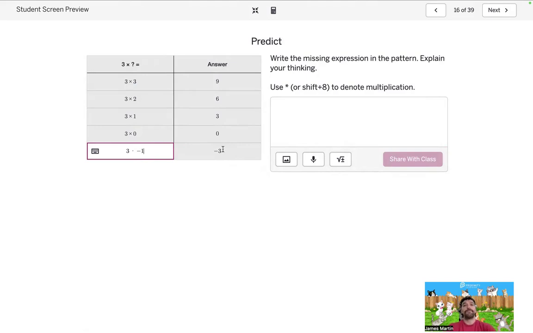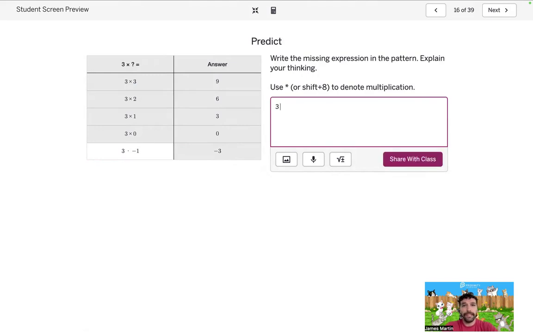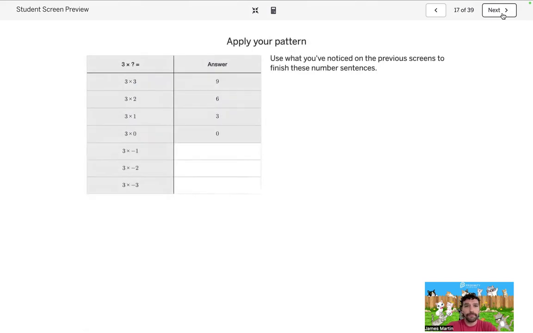All right. So where it says write the missing expression in the pattern, we can do this here. So 3, and then as it says, you press shift and then 8. If you press shift 8, it gives you the asterisk, which is the multiplication sign, times negative 1. That's what we should look for. That's what we want to see. So following that pattern, let's answer these questions below. Pause the video, answer, and then I'm going to go over them here in a second.